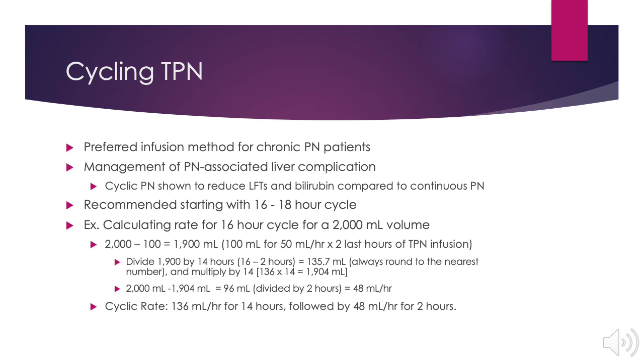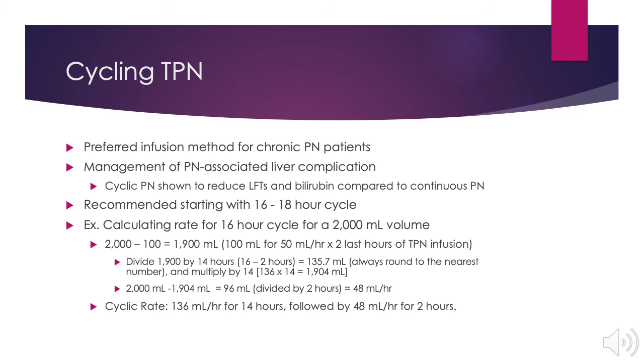In this example, you can see how to go about calculating the rates for a cyclic TPN when deciding to go for a 16-hour cycle. You have to account for the volume of the formula, so in this example, it's 2,000 mLs or 2 liters. Subtract 100 mLs from the total volume and then divide by 2 hours less than the total infusion time, meaning in this example 14.